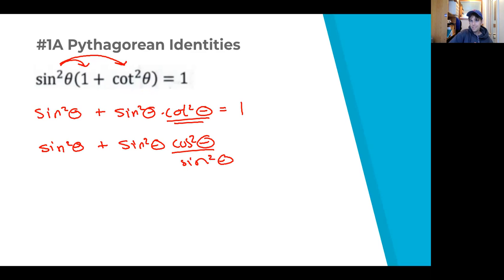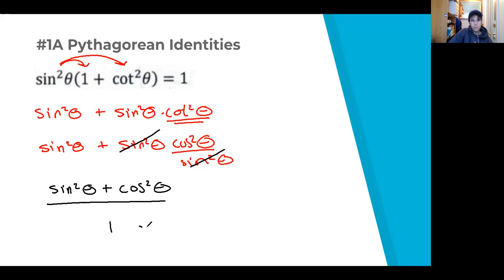Here we can kind of see some things simplifying out. This sine squared and this sine squared cancel. Leaves us with cosine, oops. Let's erase that. Sine squared first plus cosine squared. And yeah, this equals 1, right? This is just our most basic Pythagorean identity. This equals 1. We've verified it.